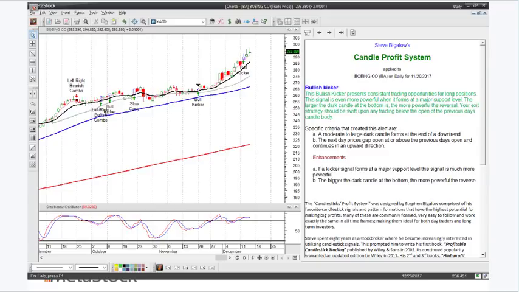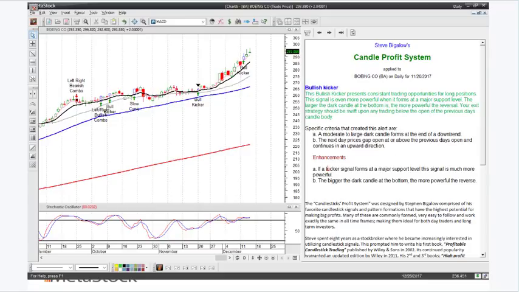And then we tell you exactly what the criteria is that we're looking for with this bullish kicker. In this particular case, we're looking for, one, a moderate to large dark candle that appears at the end of a downtrend. The next day, after that happens, prices gap open at or above the previous day's open when an upward trend continues. Okay, this enhancement is for when you run a scan.